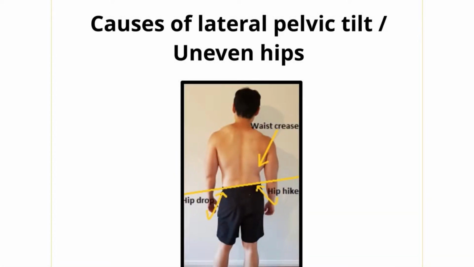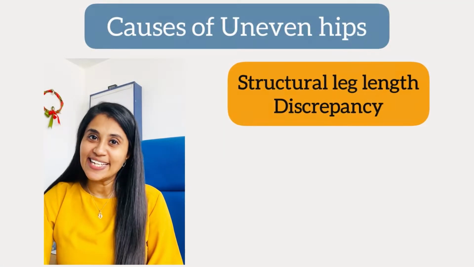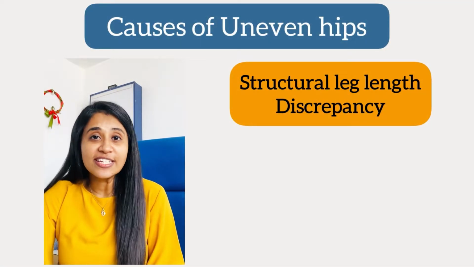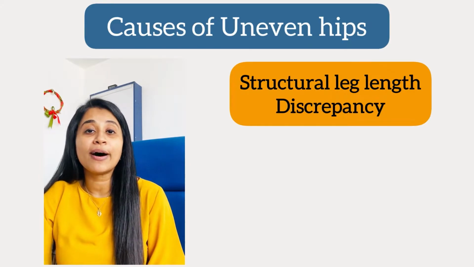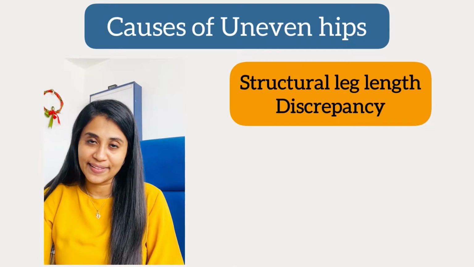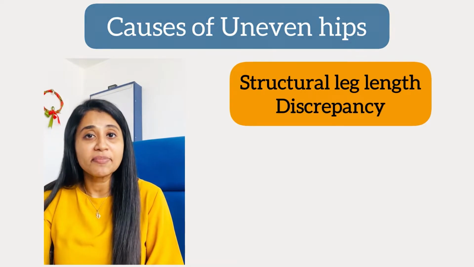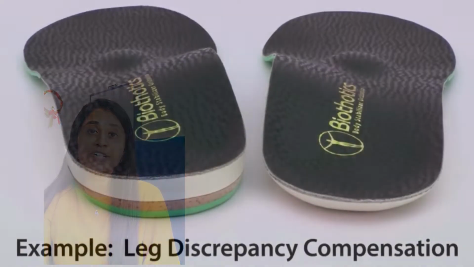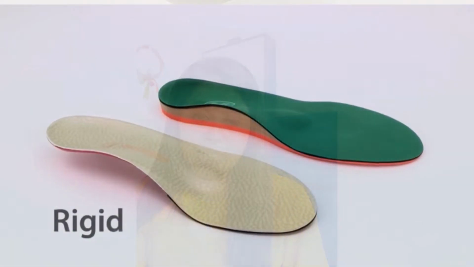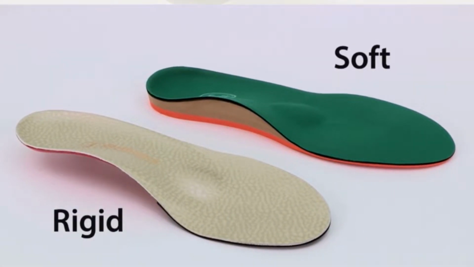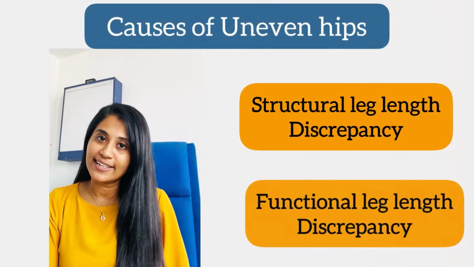Causes of lateral pelvic tilt or uneven hips. Structural leg length discrepancy. It is an anatomical leg length discrepancy where one leg is shorter than the other. This can only be corrected with a corrective insole. Especially if the leg length difference is more than 2 centimeters, you will be advised to get corrective insoles to correct the leg length. Functional leg length differences.